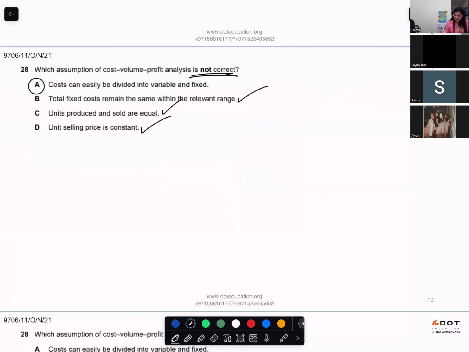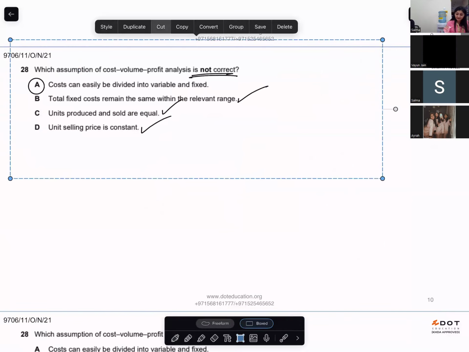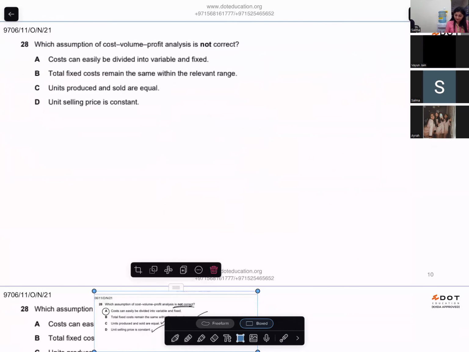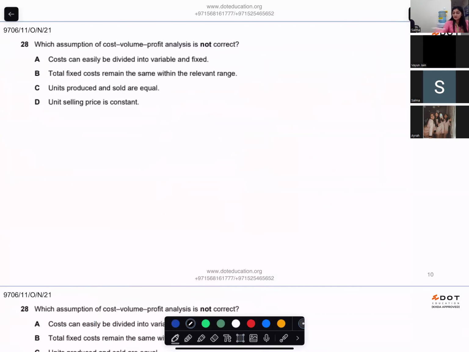Which assumption of CVP is not correct? This question has been repeated, but the options are not the same. Which assumption of CVP is correct? What are the assumptions of CVP? They want which is not correct.